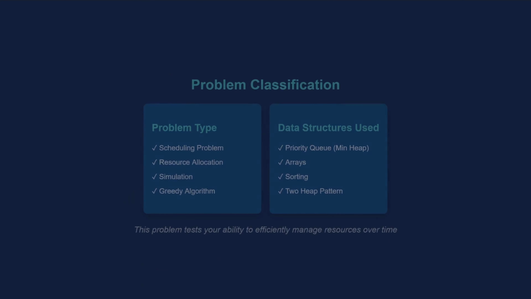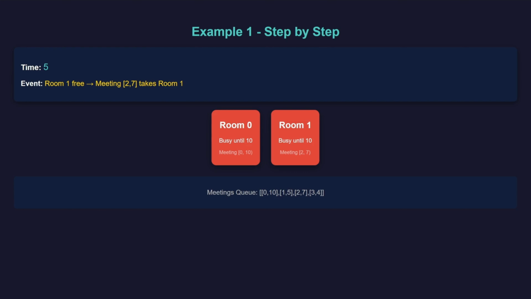Meeting [0, 10] takes room 0, turning it red and showing it's busy until time 10. At time 1, room 0 is still red, busy, but room 1 is green. Meeting [1, 5] takes room 1. At time 2, both rooms are red, all occupied. Meeting [2, 7] must wait. At time 3, still both rooms busy, so meeting [3, 4] also waits.